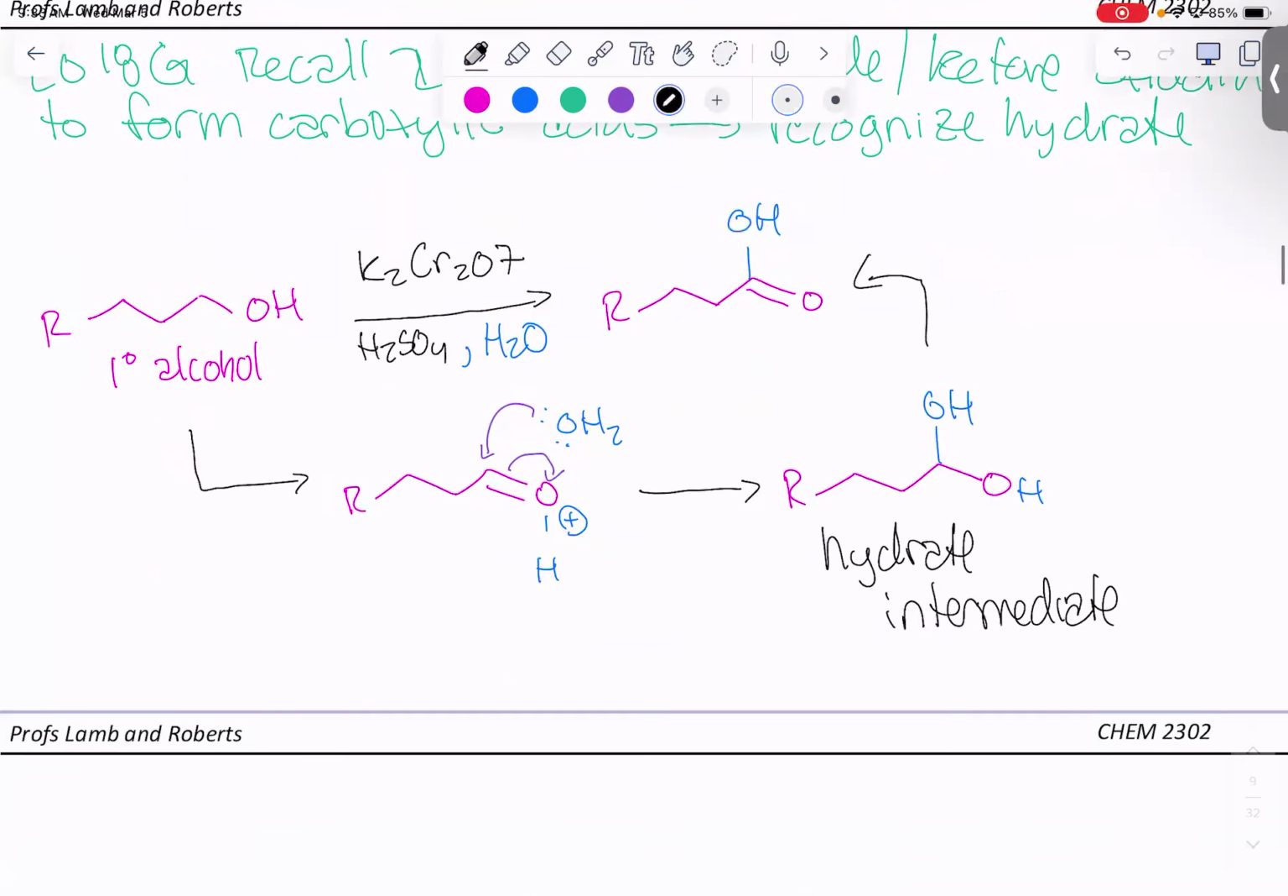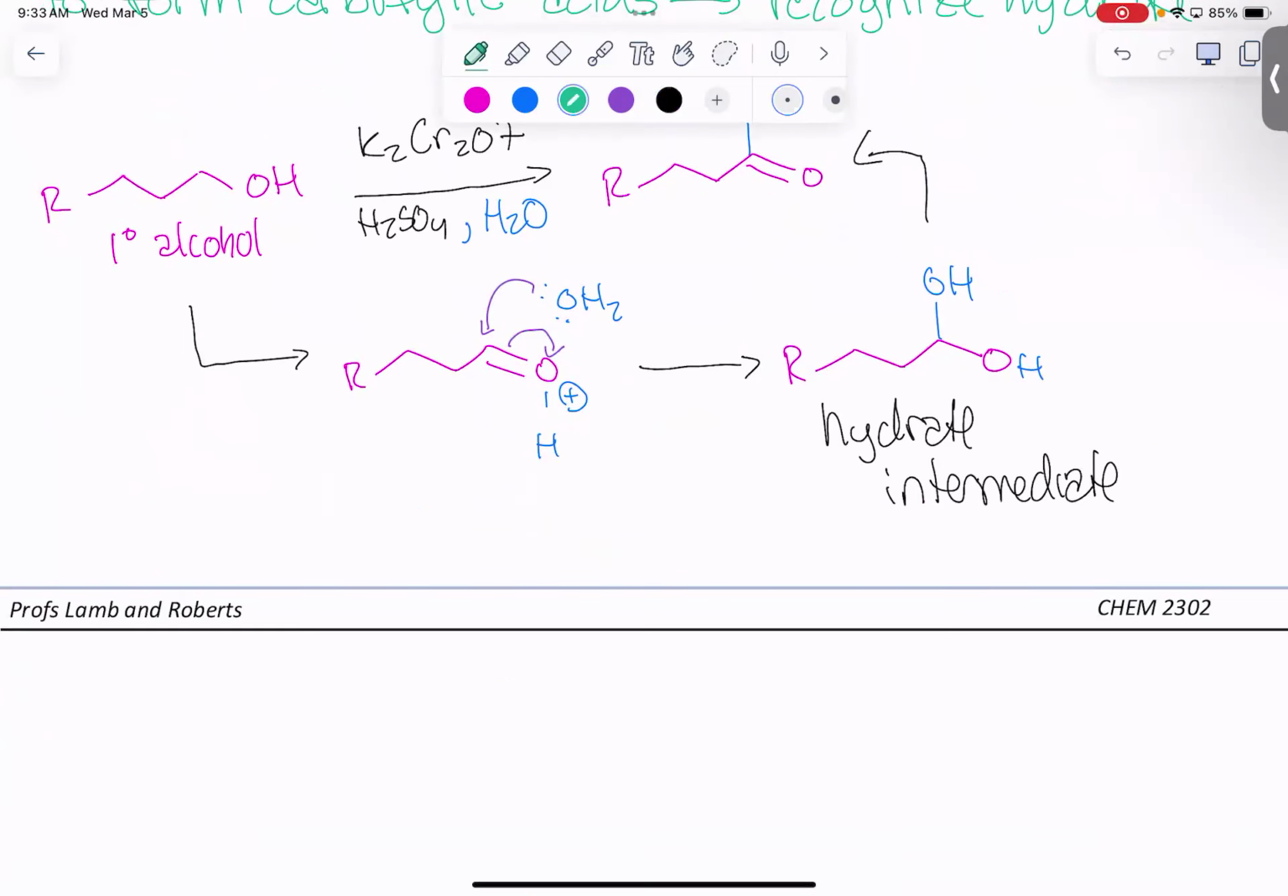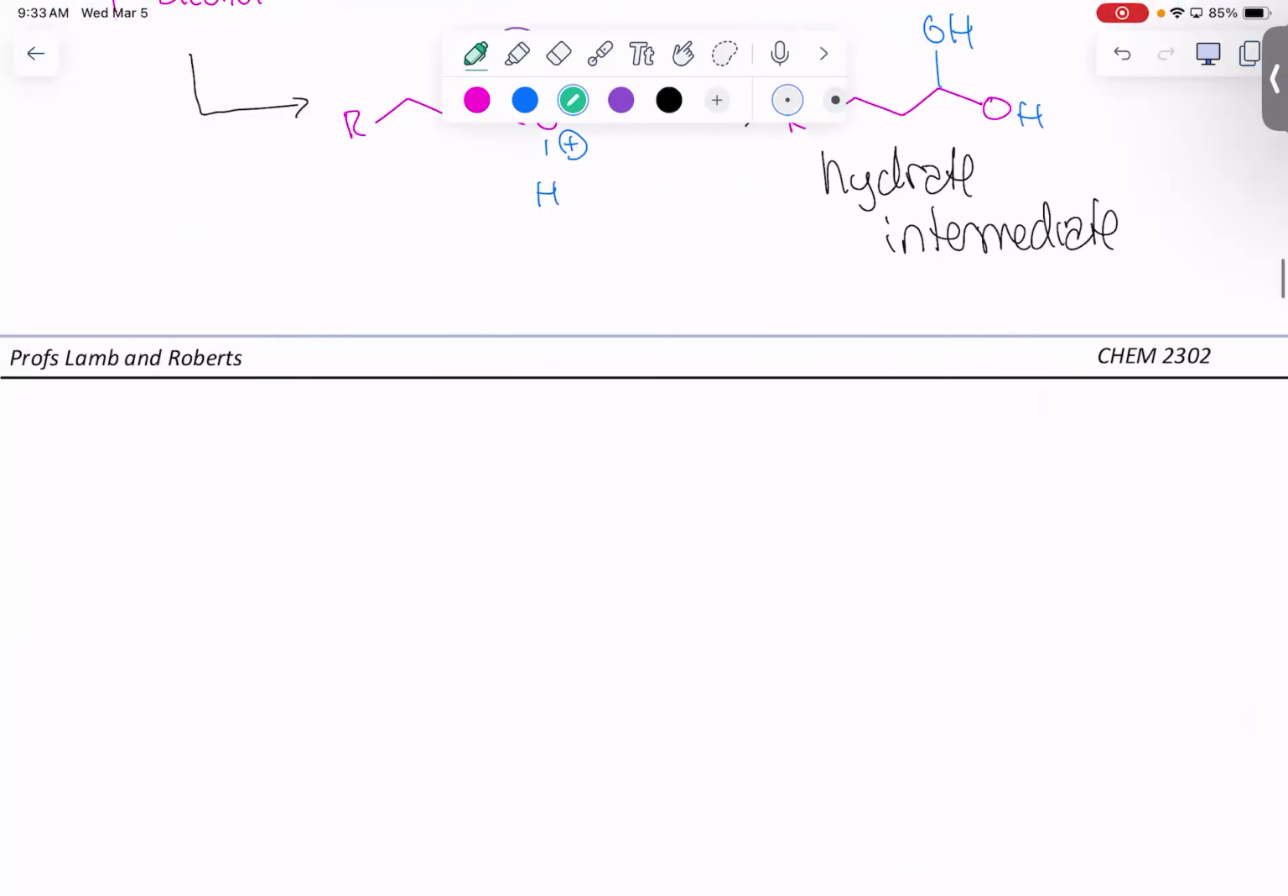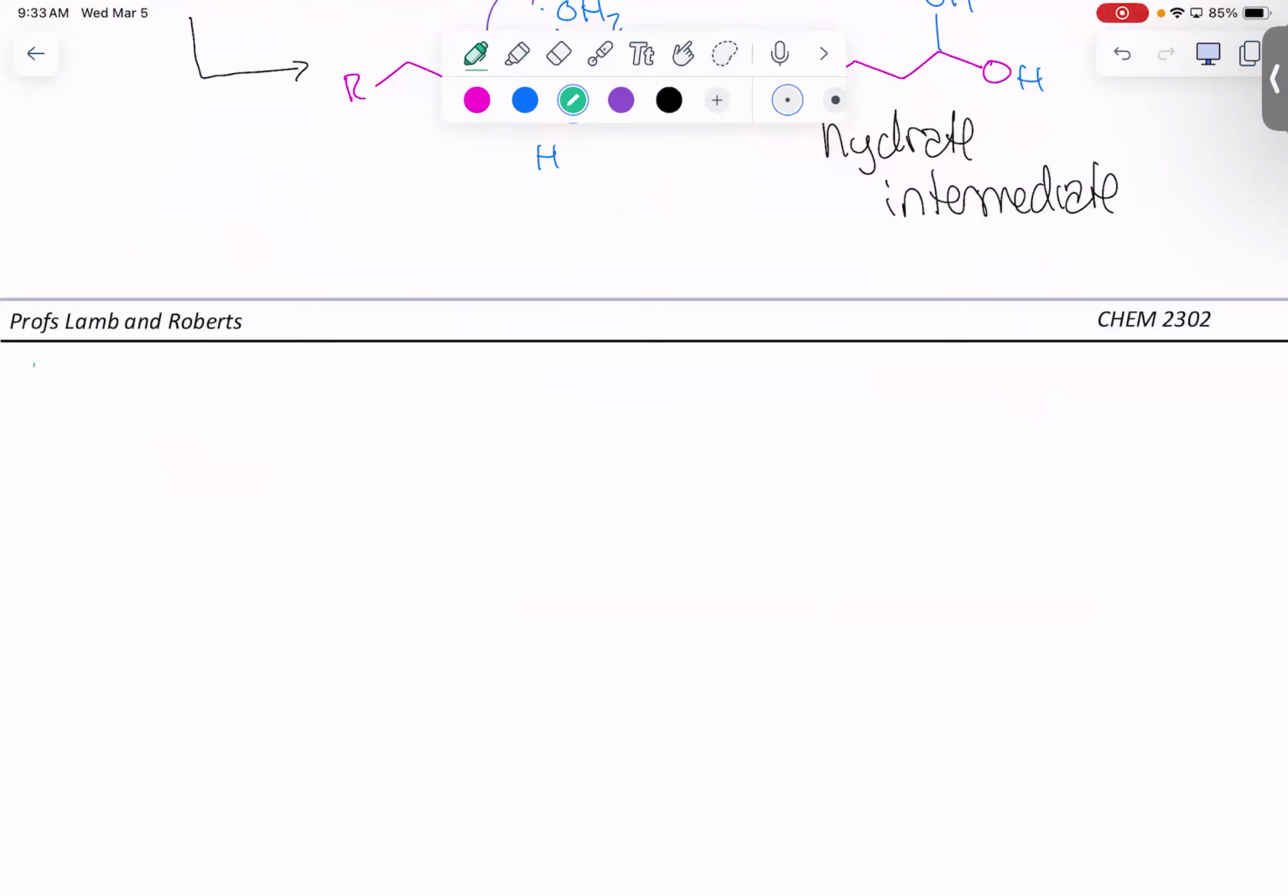All right, so we've looked at hydrates. So that's an oxygen-based nucleophile. Now let's take a look at what happens with a carbon-based nucleophile. All right, this is learning objective 18H. This is the 4 P's for cyanohydrin formation.